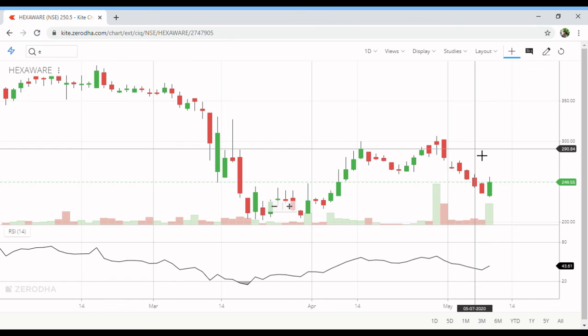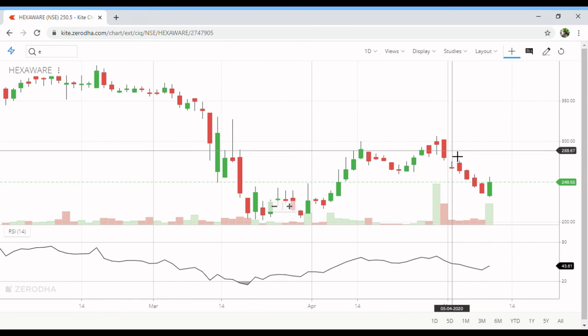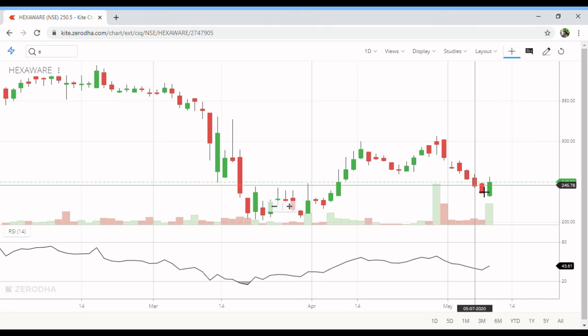If this bullish engulfing pattern occurs at a support level, then it's a double confirmation to enter the trade.